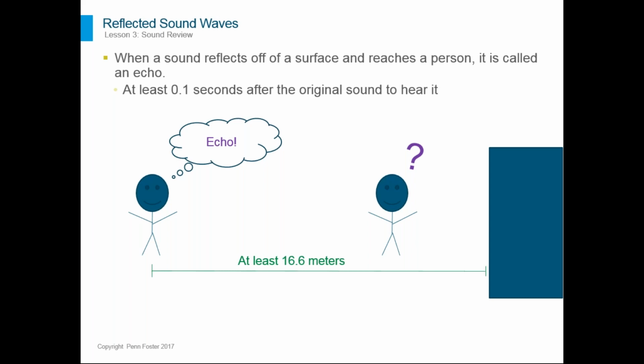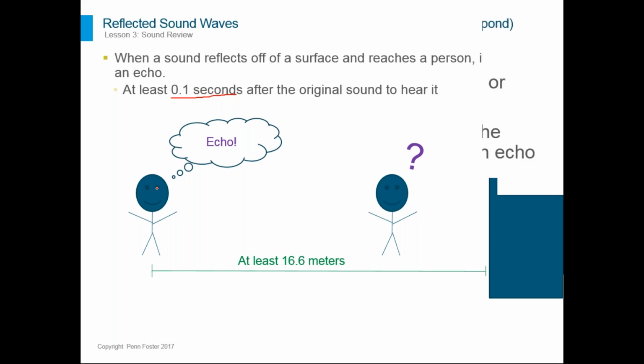So based on this idea here that you need at least 0.1 seconds for your ear and brain to interpret it as, okay, the first sound finished, now we have another sound. And based on the speed of sound, it takes 16.6 meters to put enough distance between you that the sound will travel there and travel back, taking enough time for your brain to experience it as an echo.